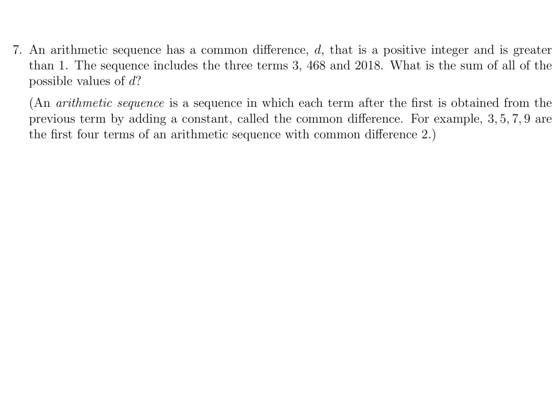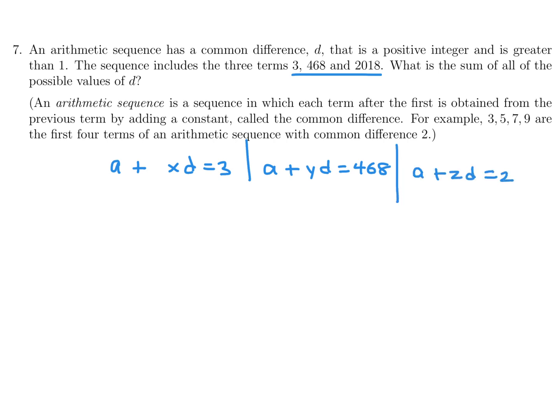Okay. Well, they just told me 3 terms. They didn't tell me which 3 terms, so I have no idea. It's a plus something d is 3. And then a plus something d is equal to 468. And then a plus something d is equal to 2018. And that's all we know.